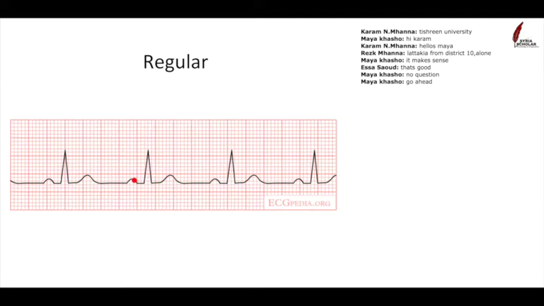So this is what we call sinus rhythm. This is a normal rhythm. You have your, just like we showed before, P wave, followed by QRS complex, and then a T wave, and then another P wave, QRS complex, and a T wave. And they're exactly spaced out by the same distance each time.